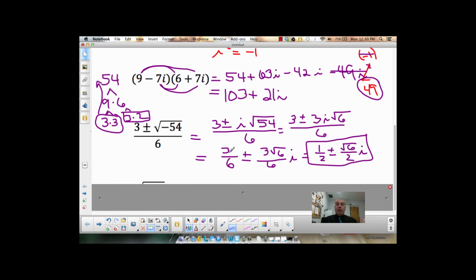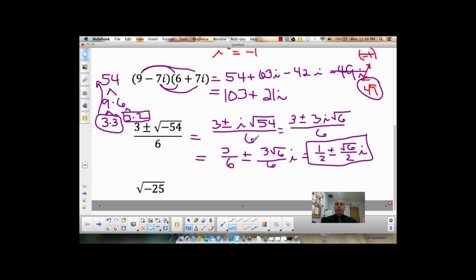So now I get 3/6 plus or minus 3 square root of 6 over 6, i. The i just goes to the outside of the fraction because we like to write it as a plus bi. It's not that we like to, but that's the proper format. We have to make sure we use proper format. So 3 divided by 6 is 1/2, plus or minus 3 divided by 6 again, but I'm not going to put a 1 on the outside here. It's just a waste of time. All right, last one for this section.